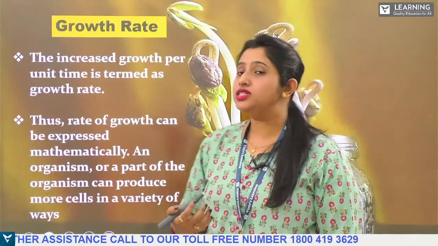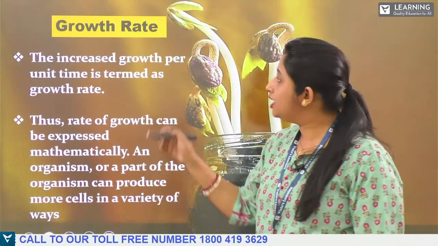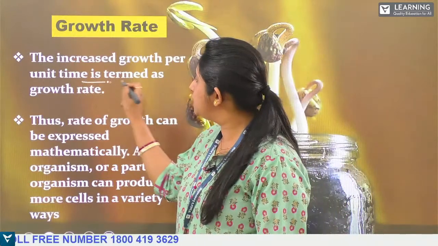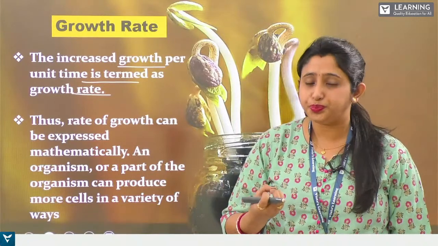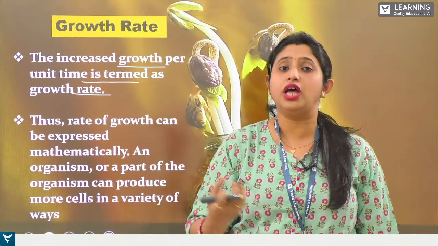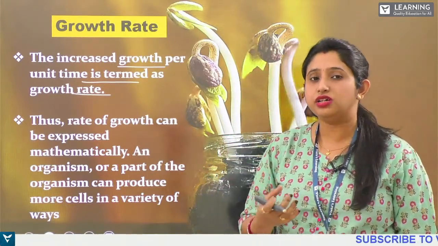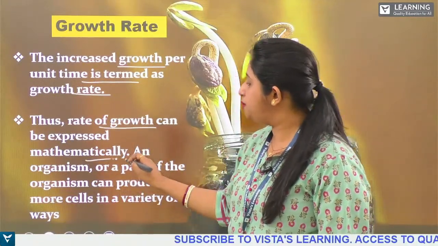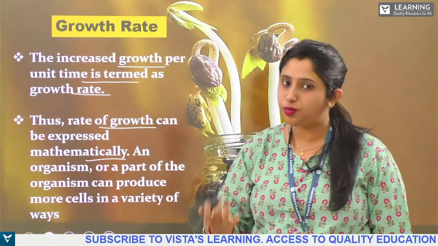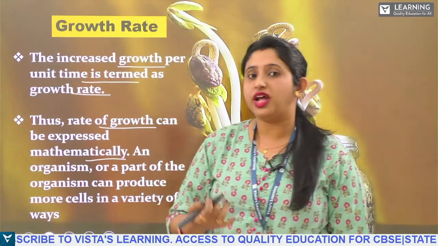Now let us see what is this growth rate. Okay, the increased growth per unit is termed as growth rate. So how much the growth has increased, that we term as growth rate. So the rate of growth can be expressed mathematically. So the growth rate in case of plants, we can express it mathematically.